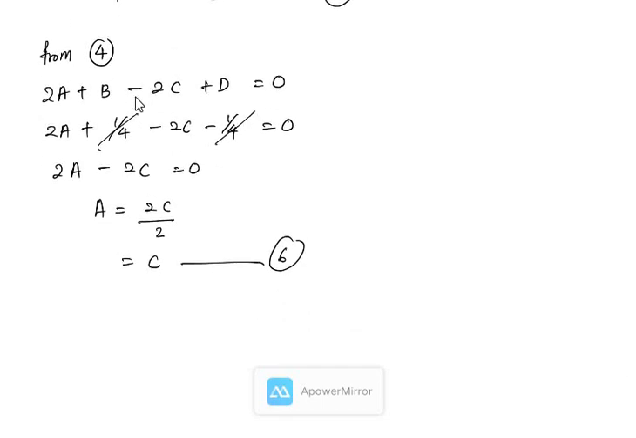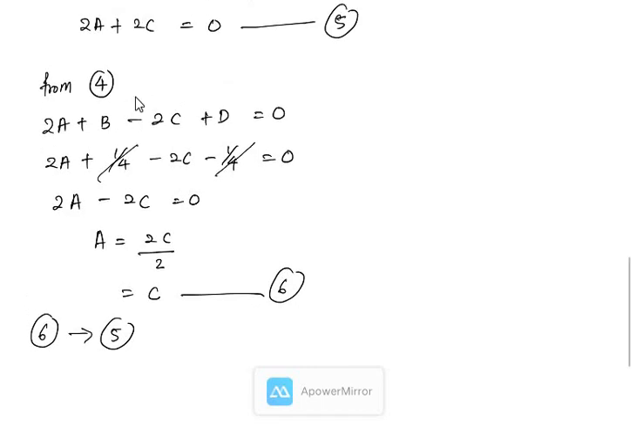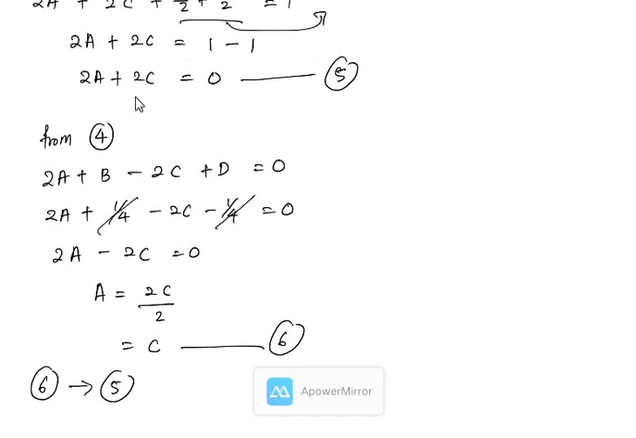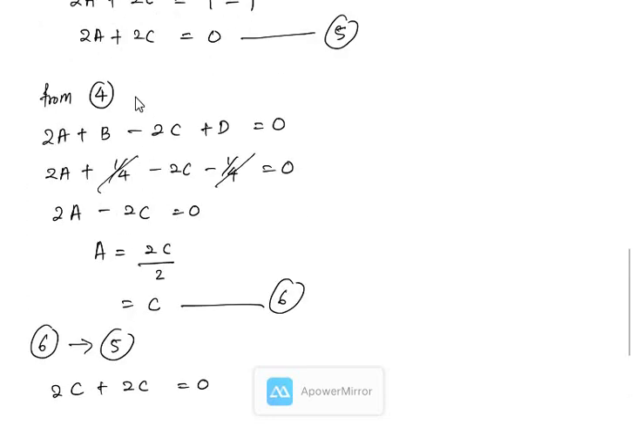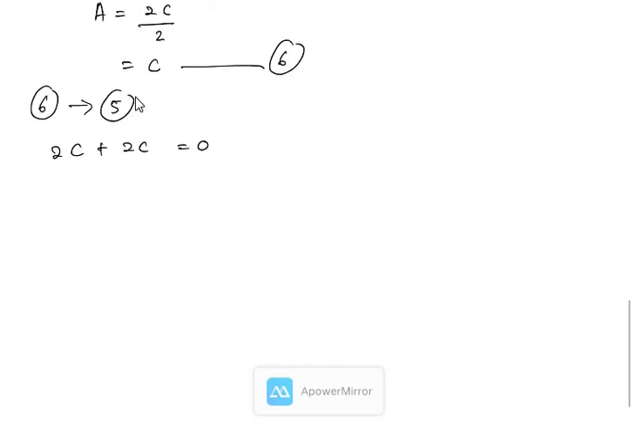Next we substitute equation number 6 into equation number 5. 6 is a equal to c, so we substitute in equation number 5. Equation number 5 is 2a, now a is equal to c. So we have 2c plus 2c equal to 0. So 4c equal to 0, c equal to 0, a also equal to 0. Now we have all the values a, b, c, and d.